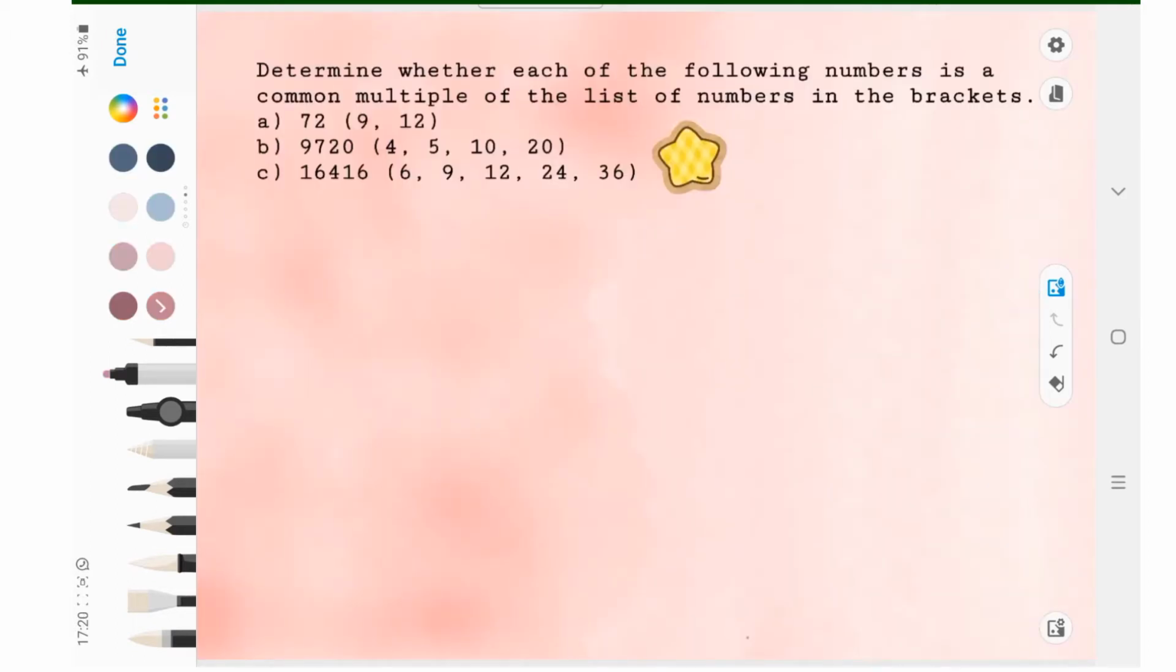Determine whether each of the following numbers is a common multiple of the list of numbers in the brackets. A. 72, and in the brackets are the numbers 9 and 12. To solve this kind of question, we have to take 72 divided by 9, and the answer is 8. 72 divided by 12 equals 6. So 8 and 6 are whole numbers. The answer is yes. 72 is a common multiple of 9 and 12.